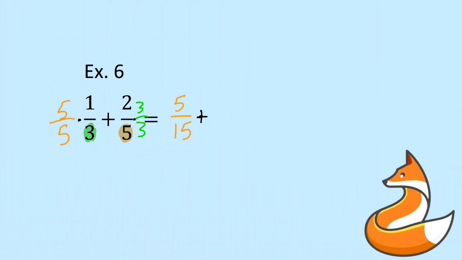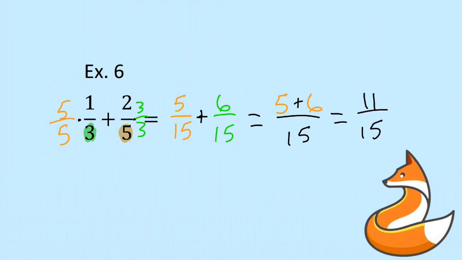And now we have our addition. 2/5 times 3 over 3 is going to be 6 over 15. And now that we have common denominators, we can add our numerators. 5 plus 6 over 15 is equal to 11 over 15. And that is how we add those two fractions. And the real key here is that this is a rational number. So we started out with two rational numbers that we were adding together, and the result was another rational number.